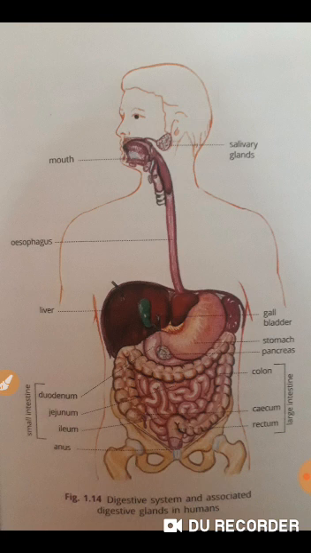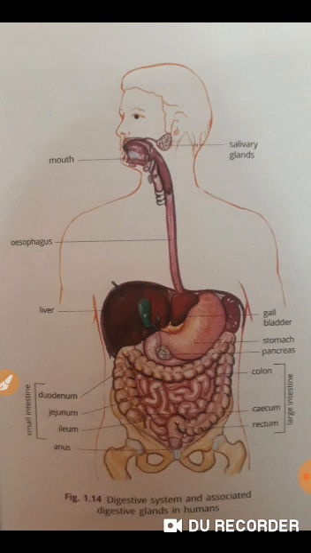Now, if we talk about liver, liver is a digestive gland which is associated with small intestines. Liver is the largest gland in the human body. Very important question, often asked as MCQ: which is the largest gland of human body? It is liver. And the smallest gland of human body is pineal gland. So liver is the largest gland.